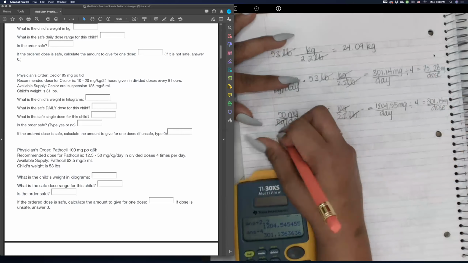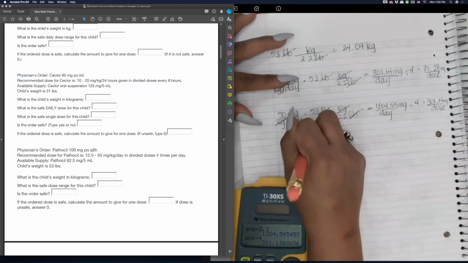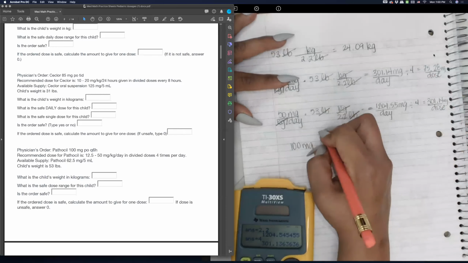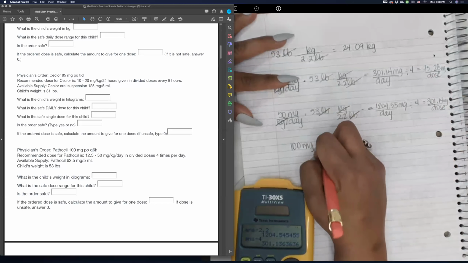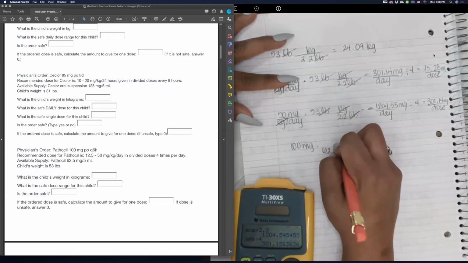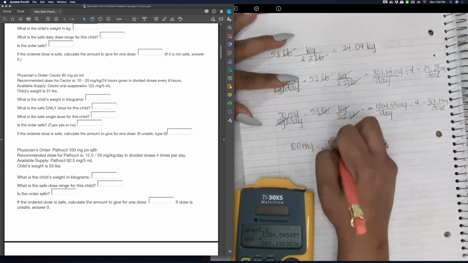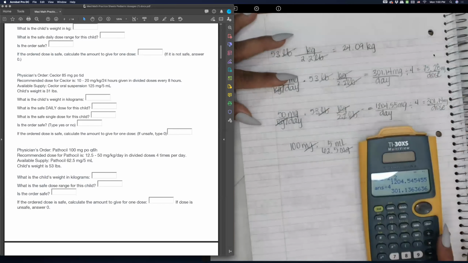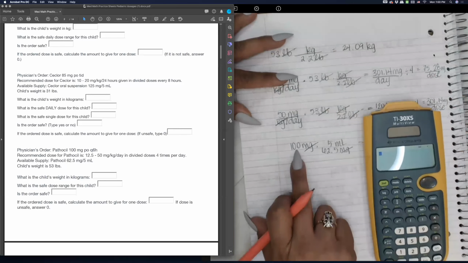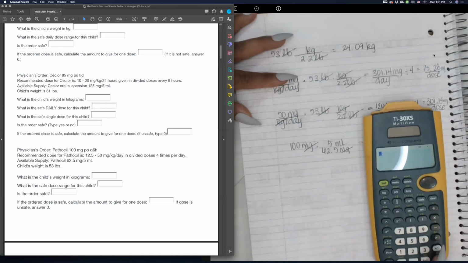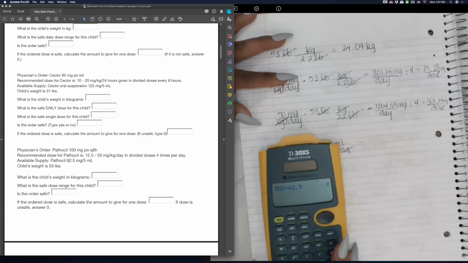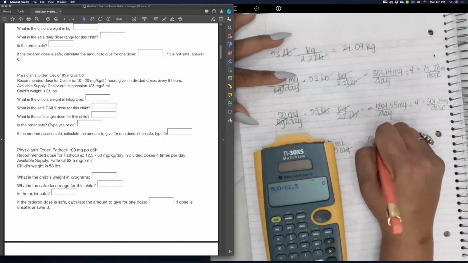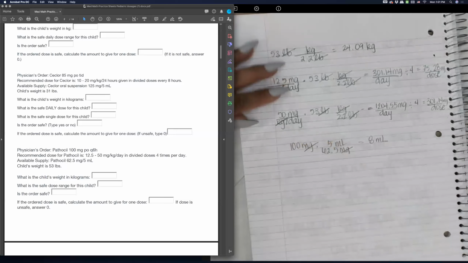So we'll take the doctor's order and we multiply it by our dosage strength. So 62.5 milligrams per 5 milliliters. Our milligrams are going to cancel. And that's going to be 100 times 5 is 500 divided by 62.5. And that's going to be 8 milliliters administered to our patient.